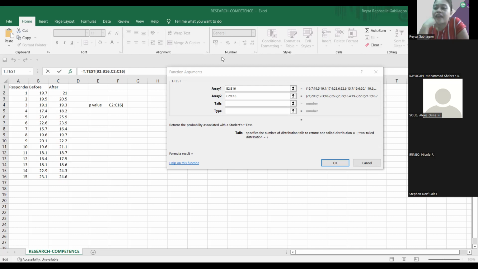Pag namgo na siya, pag ako ang teacher, maminaw na siya. Para mag-unstable ang connection.